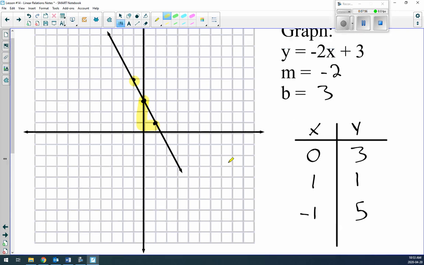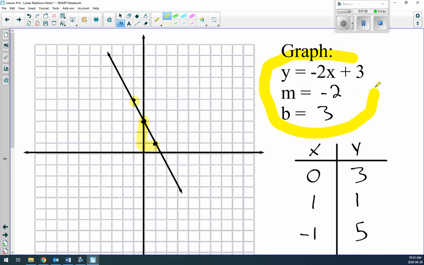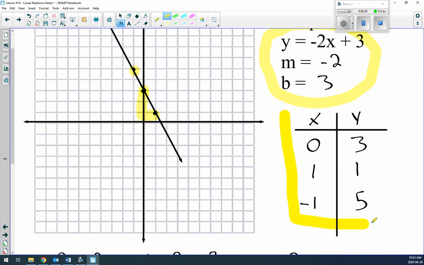So there's two ways of doing it. Either base it just on the y equals mx plus b and do the slope and the y-intercept, or you could do a table of values. That also works. Both of those are great methods.